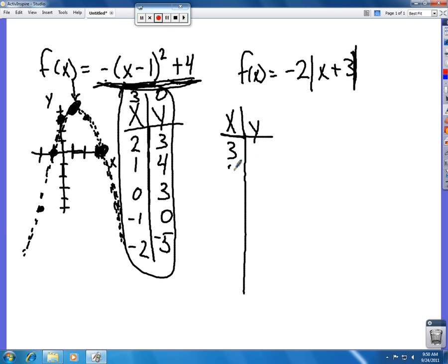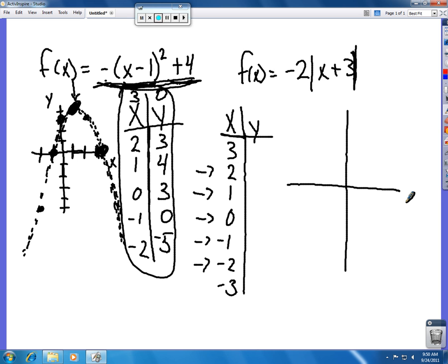So let's do 3, 2, 1, 0, -1, -2, -3. And those are our values for x. Let's start at 0 and work our way outwards, so we don't have to necessarily do all those points if we don't need them. Here's our graph. So at x being 0, we have x plus 3, which is 3. Absolute value of 3 is 3. So now we have -2 times 3, which is -6. So at 0, we have -6. 1, 2, 3, 4, 5, 6. So we're sitting right here.